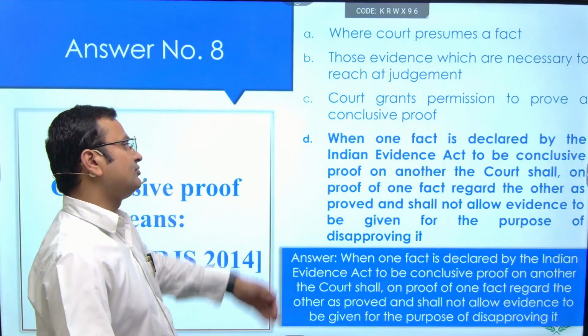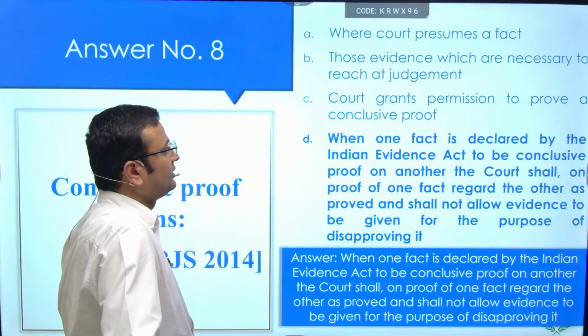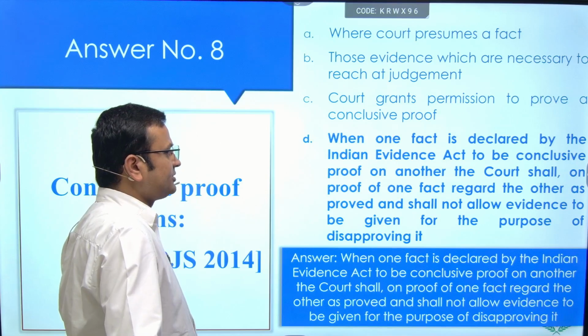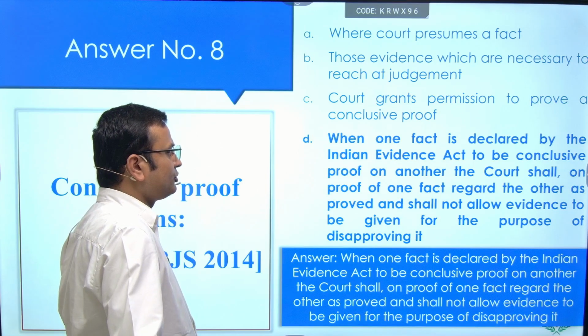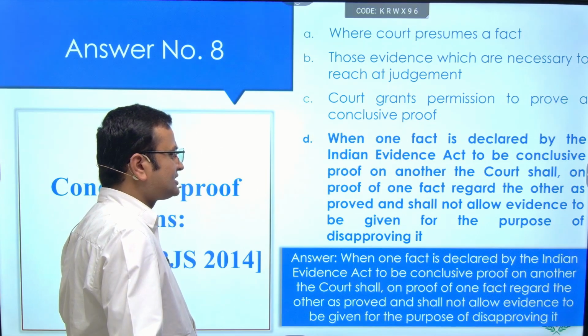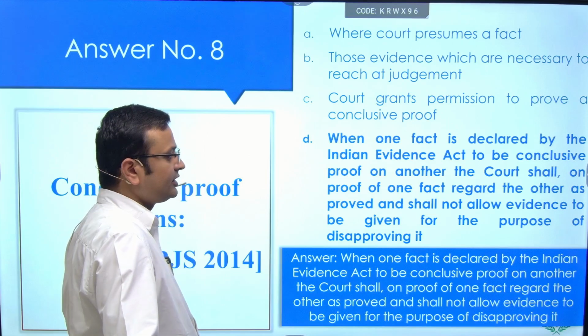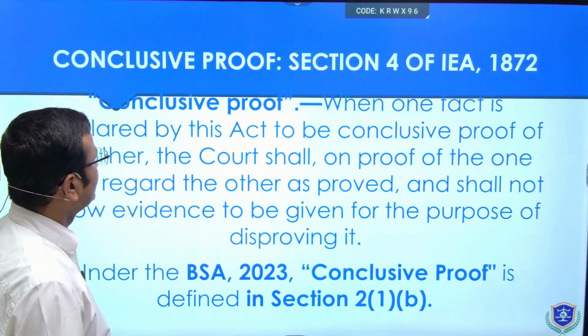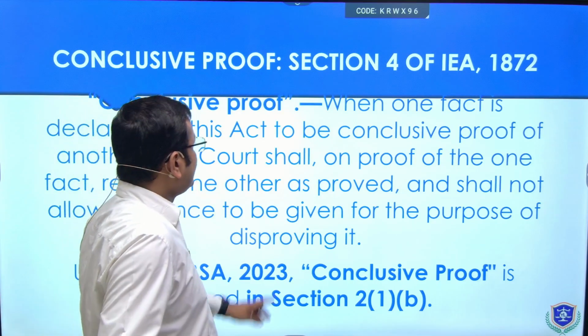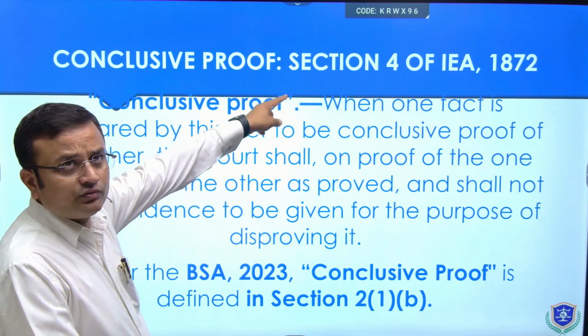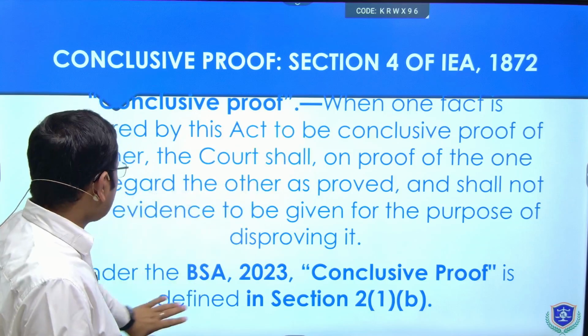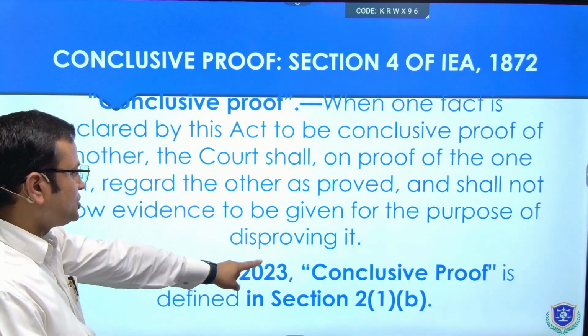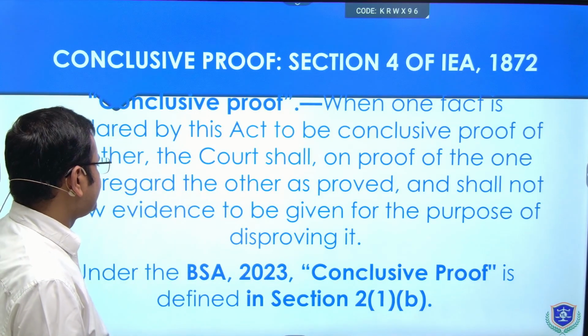Answer is D, when one fact is declared by the Indian Evidence Act to be conclusive proof of another, the court shall on proof of one fact regard the other as proved and shall not allow evidence to be given for the purpose of disproving it. So conclusive proof is given under section 4 of Indian Evidence Act. Now it has been renumbered as section 2(1)(b) in BSA.